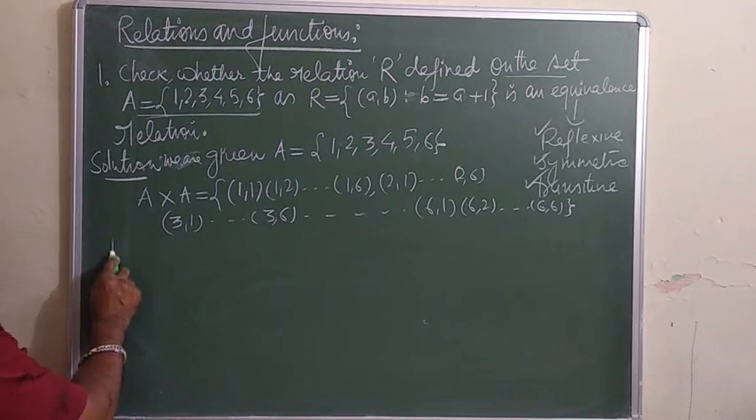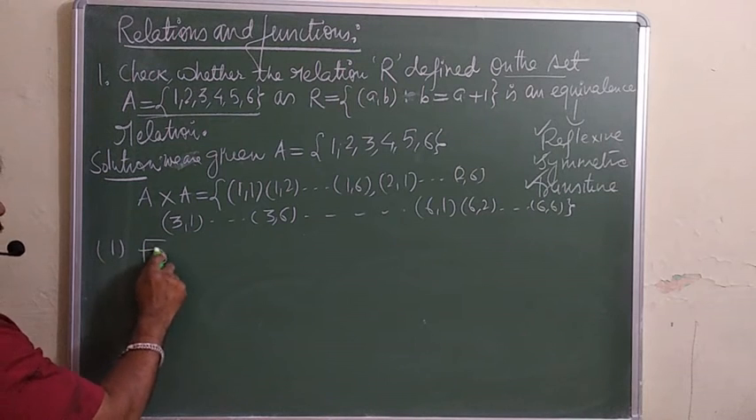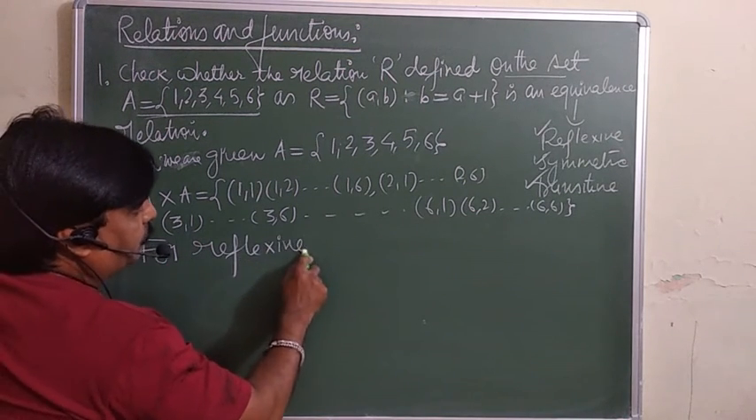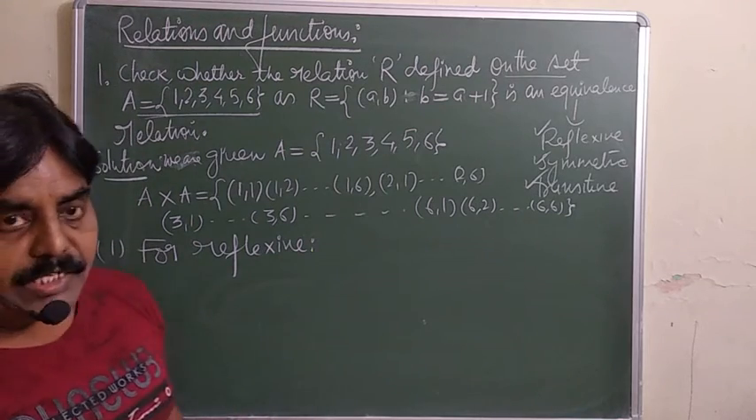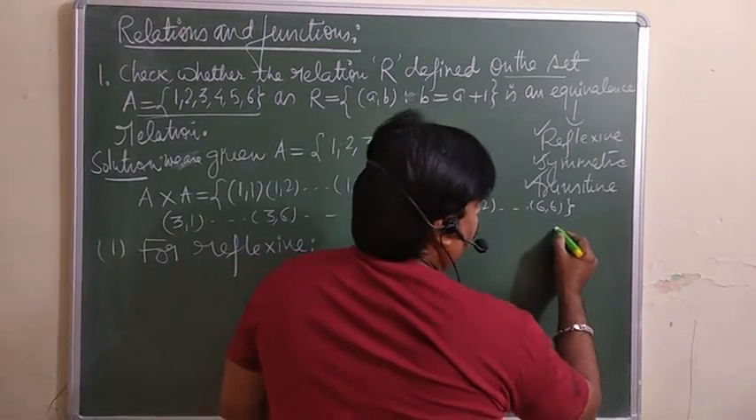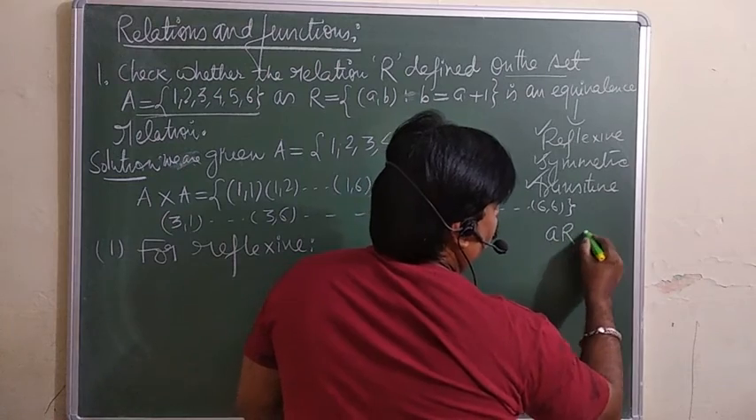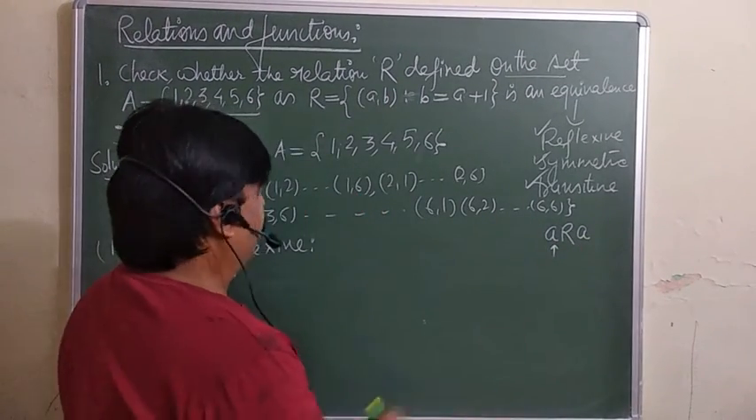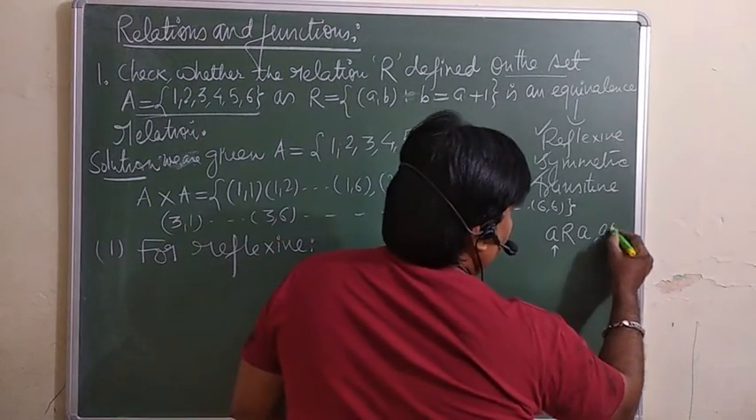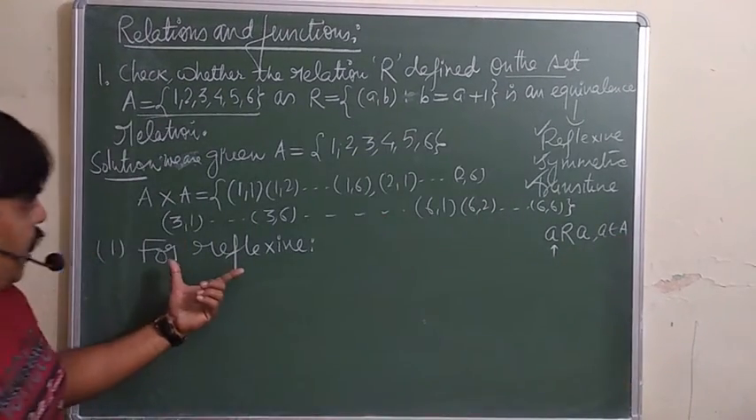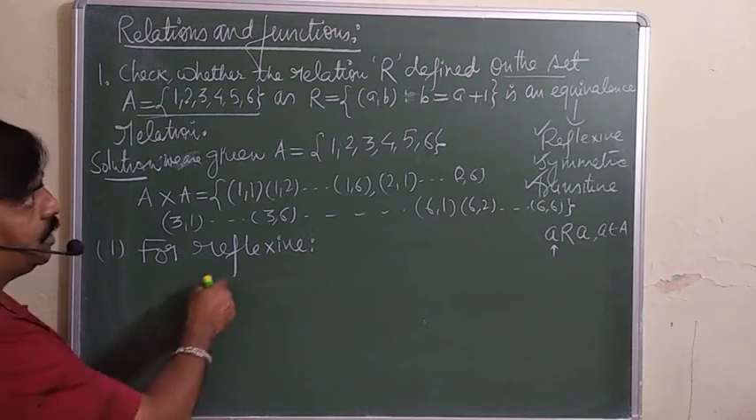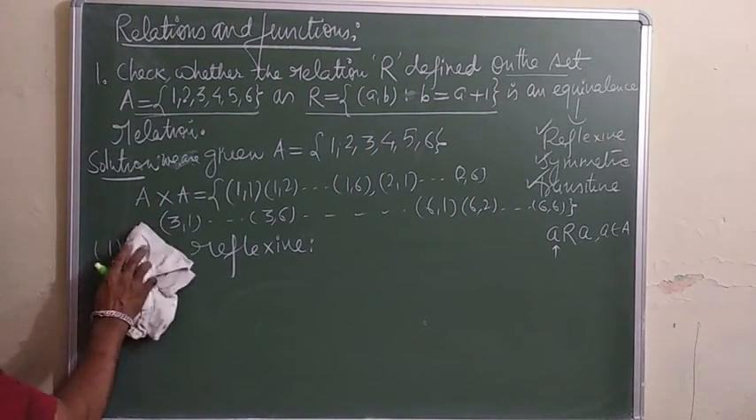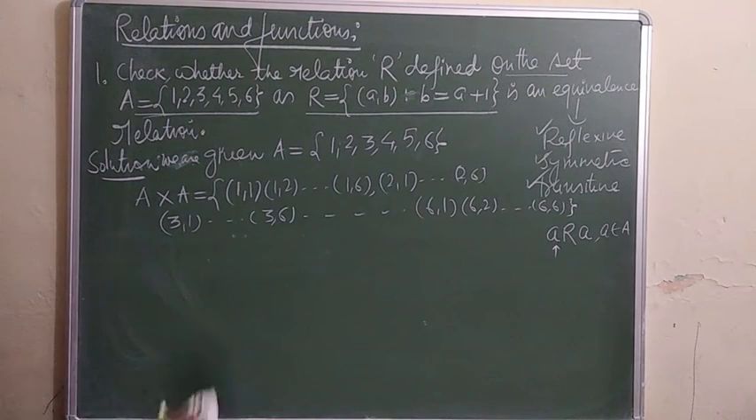So first of all, we will check for reflexive. For the reflexive relation, you already know that there is a relation a R a, which means the element must have a relation with itself, where a belongs to capital A. But to check this, we are supposed to write the relation first. So here I am going to write the relation first, then we will check.